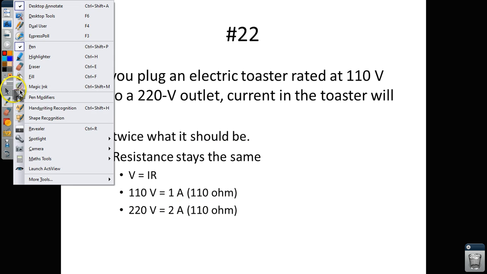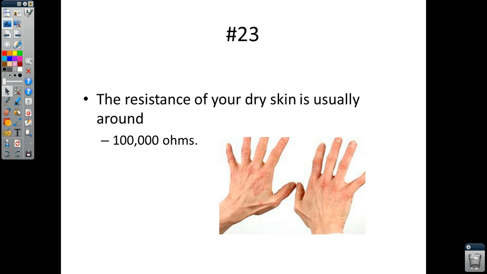toaster. For number 23, says the resistance of your dry skin is usually somewhere around 100,000 ohms. So it's actually very, very high.